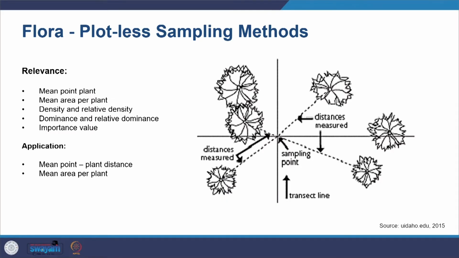Then you see the plotless sampling methods. You do not identify a plot, but you stand at a point and look at the distance and see what kind of variety you have. Through this you can take the mean point-to-plant distance, mean area per plant, density and relative density, dominance and relative dominance, and importance values. It allows rapid and extensive sampling. So this really helps you do it very fast.